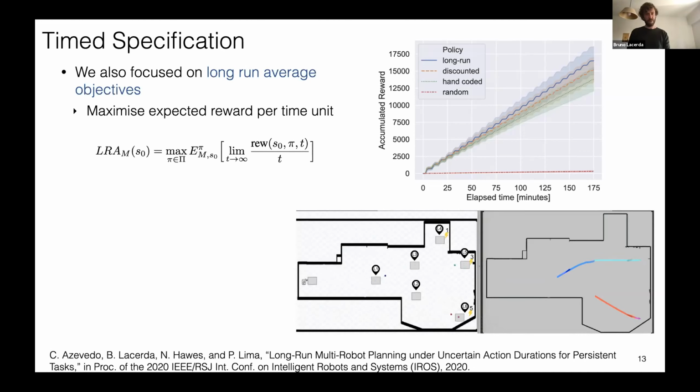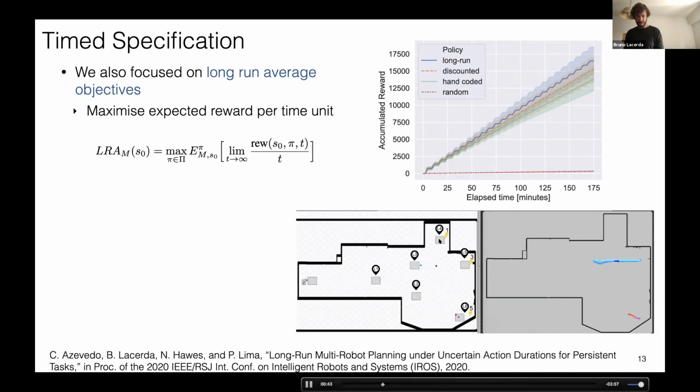In particular, we looked into long-run average objectives. And in this case, what we want to do is to maximize the expected throughput per time unit, or expected reward of the team per time unit. And we tested this in a slightly different model, or a slightly different problem. In this problem, we want to expect 3 locations here.